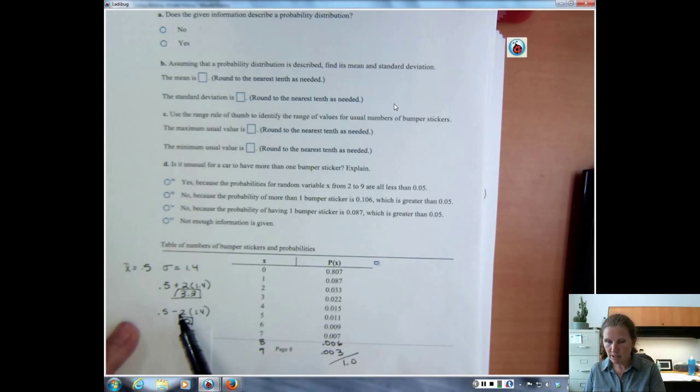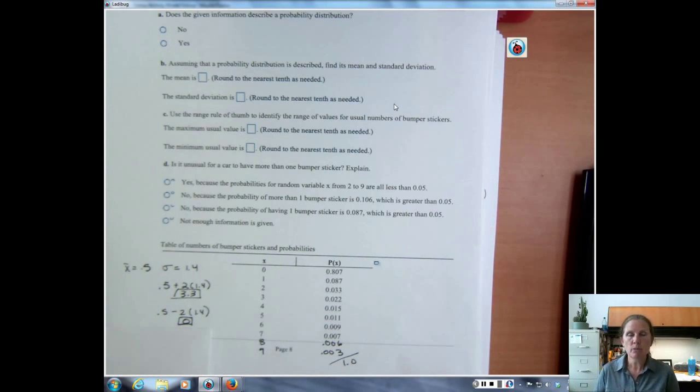Well, actually, this number comes out to be a negative, like negative 2.3 or something. But we can't say that because there's no negative number of bumper stickers. You either have 0 bumper stickers or you have some, right? You don't have negatives. So there's no point in us putting down anything less than just 0. So our maximum is 3.3 and our minimum is 0.